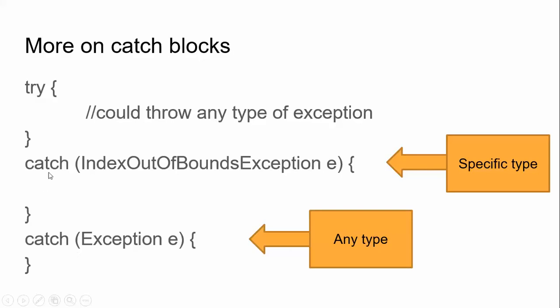So if you had inverted these, if you put the generic catch first and an exception gets thrown, well, any type of exception is an exception. So the first block that matches the type would handle it. If you switch these, the generic exception would handle it, and the index out of bounds exception would not handle it, because exception would match any type.